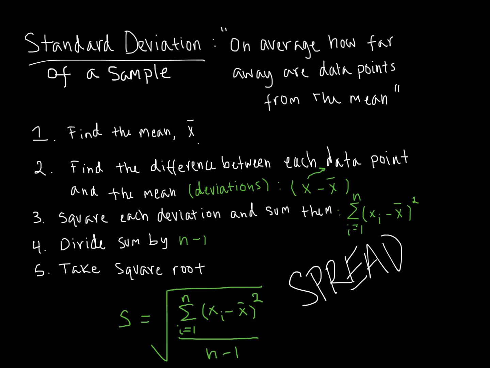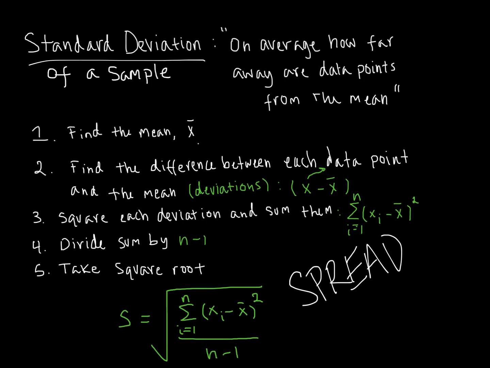So it's going to be the sum over all of the data points from 1 to n. I'm going to take each data point, subtract the mean, and square it. Then I'm going to add that to whatever I have previously, and I'm going to do that for every single data point. And then I've got to divide, and I'm going to divide by n minus 1.